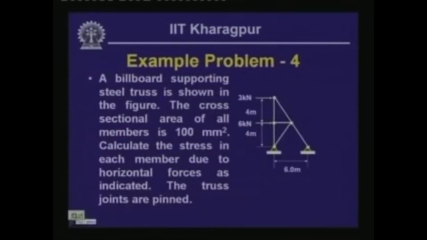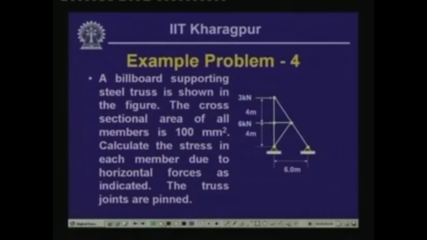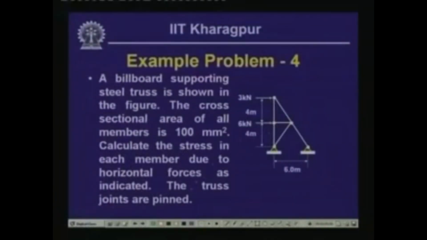Now, let us look into another problem. This is a supporting structure which supports a billboard. Many times we use sign boards on which advertisements are put, and these boards are supported by steel structural systems and are subjected to wind pressure. The wind pressure, when it comes on the board, eventually transfers the force onto the supporting structure. This is one such supporting structure in which we have a framework, all the members are connected with pin joints, and this is the force which is acting on this member.